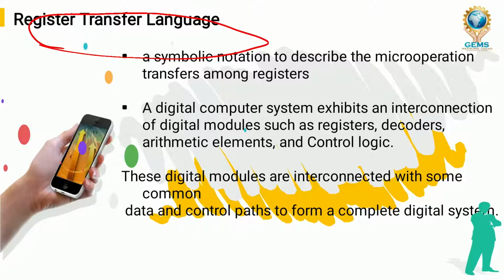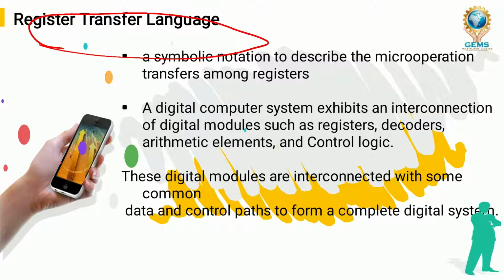Now for transferring data from one register to another register, or to store the data, to add the data, to perform some micro operations, you need a special kind of notations or language. These notations, which you are using for micro operations, are for what? To modify the data, manipulate the data, transfer the data, store the data. These are the micro operations.